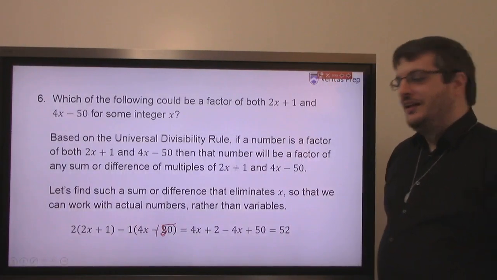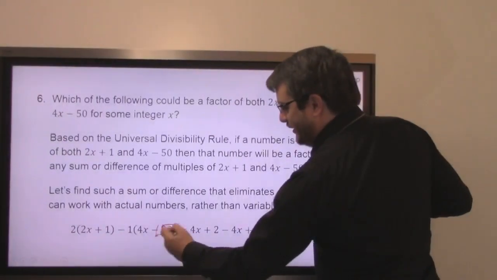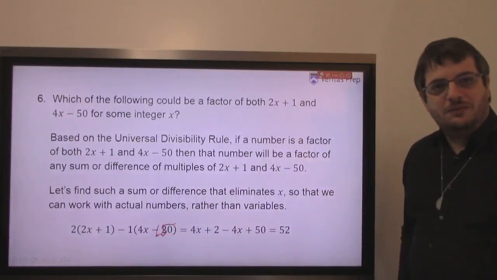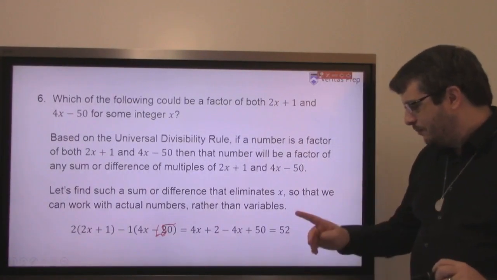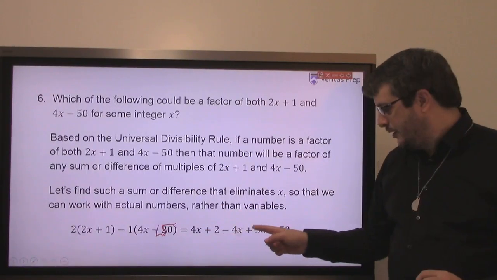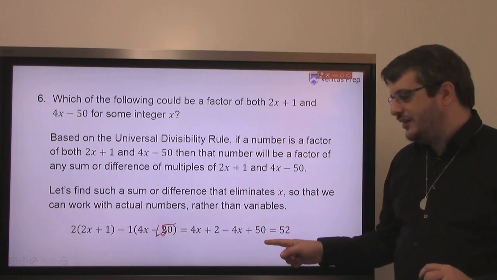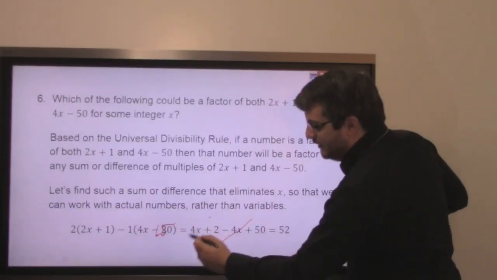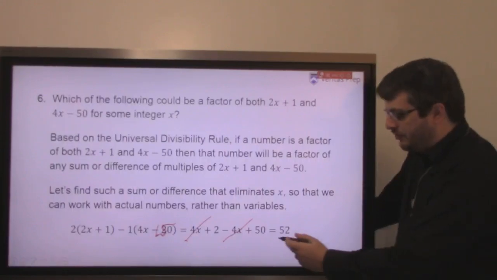Very strange. Well, please forgive my idiocy. I'll correct that before I upload the slides. Anyway, try this one more time. 4x plus 2 minus 4x plus 50. The point is the x's now cancel, and I get just 52.